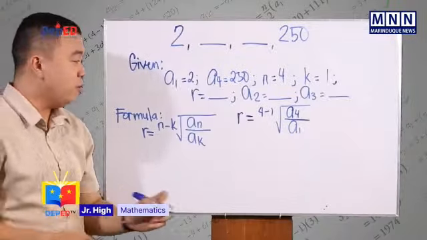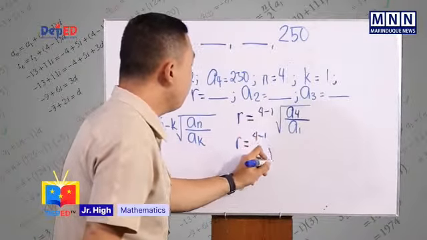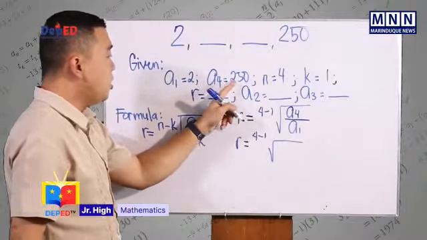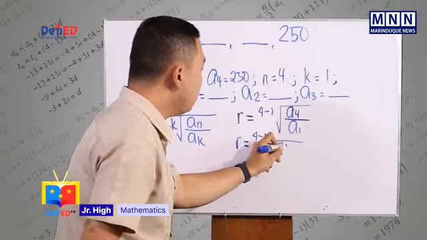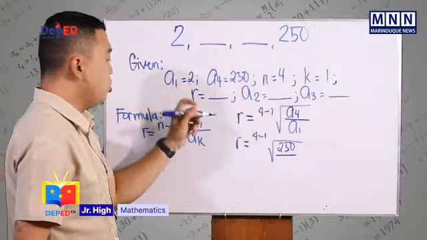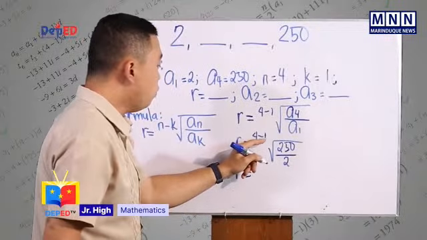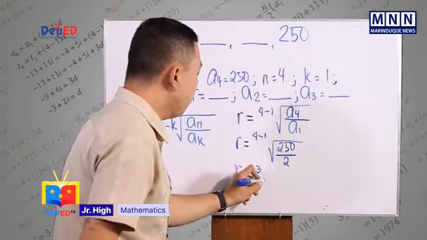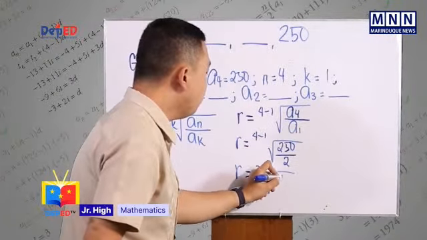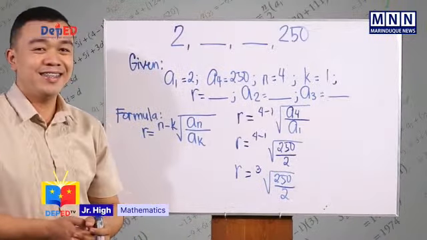Now, use the values. We have r is equal to 4 minus 1. Our a sub 4 again is equal to 250 over a sub 1, which is 2. Then we will have r is equal to 4 minus 1 will give us 3, and the cube root of 250 divided by 2.